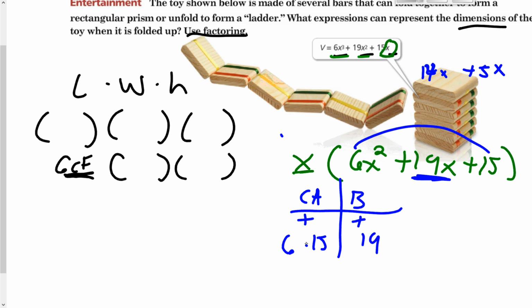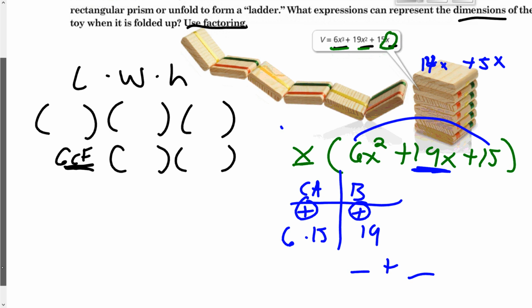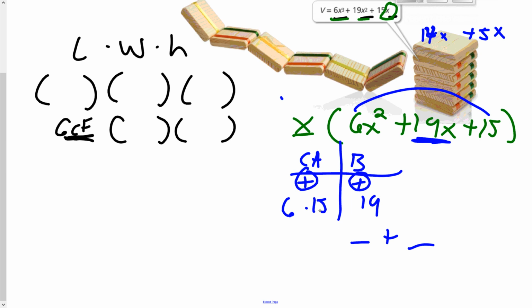So I can ask myself, what times what is 90, and then it also has to add up to 19, because this is positive, right? And since B is positive, they're both going to be positive. So I have 6 and 15. I know those don't add up to 19, but can I break this down to 2 and 3? Then 2 times 15 would be 30, and then I have that 3, so 3 and 30. Do those add up to 19? No, so I can't do that.